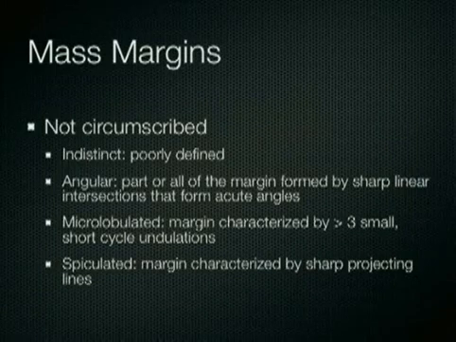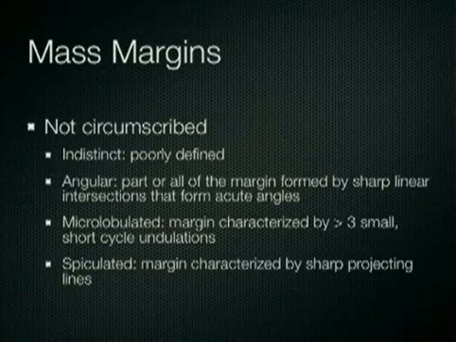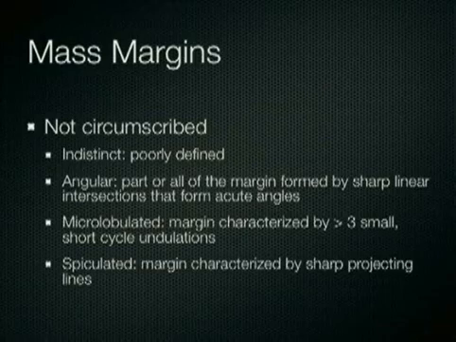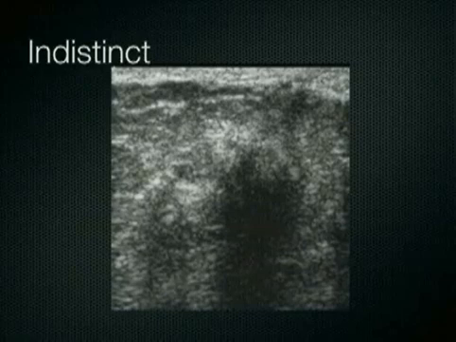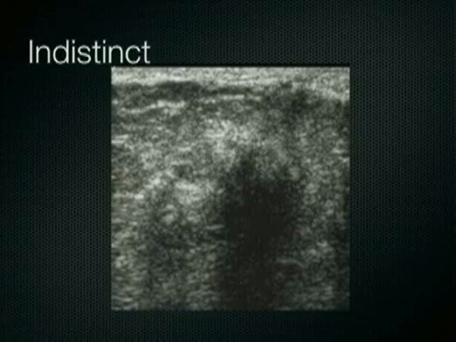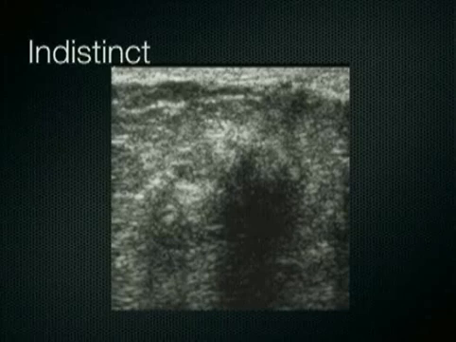If the mass is not circumscribed, it may consist of one or more of the descriptors, including indistinct, angular, microlobulated, or spiculated. In this example, an irregular hypoechoic mass, which is not parallel, is seen. However, the delineation of the mass from the surrounding normal breast tissue is extremely difficult to define and is indistinct.